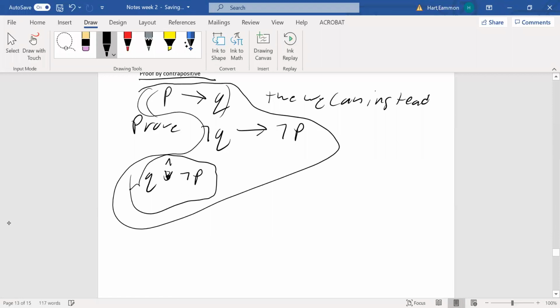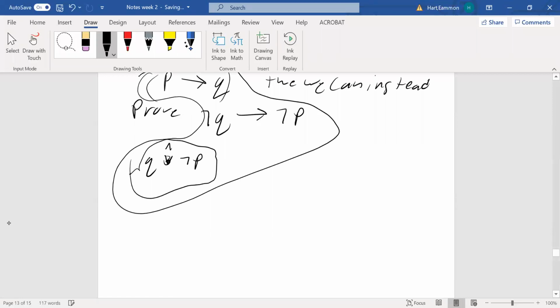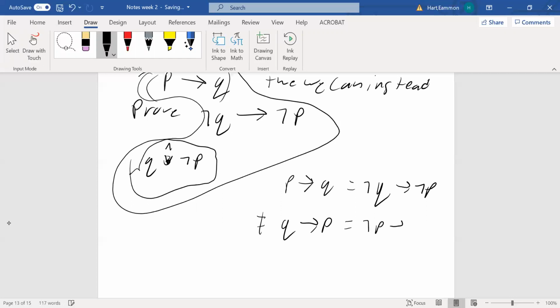And that this is very different from the inverse. So P implies Q is the same thing as not Q implies not P, but they're not the same thing as the inverse of Q implies P, or the converse of not P implies not Q. These two are the same.